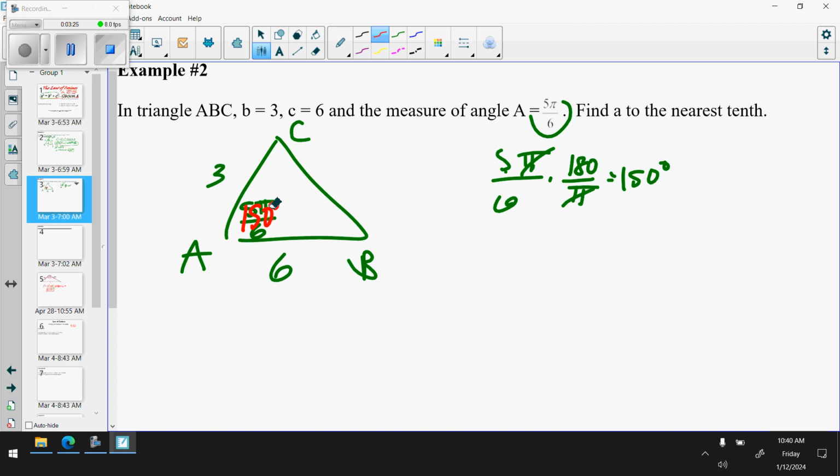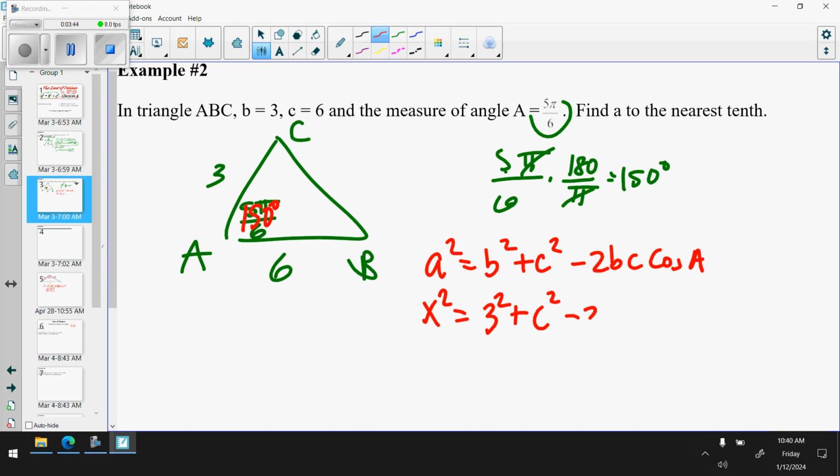Then I look at my triangle. Look at that side, angle, side. Law of cosines. All right, plug everything in. So we're looking for A. You can leave it A squared or X squared. It doesn't matter. 3 and 6 go in for B and C. It doesn't matter which one goes where. And we're going to plug 150 in.